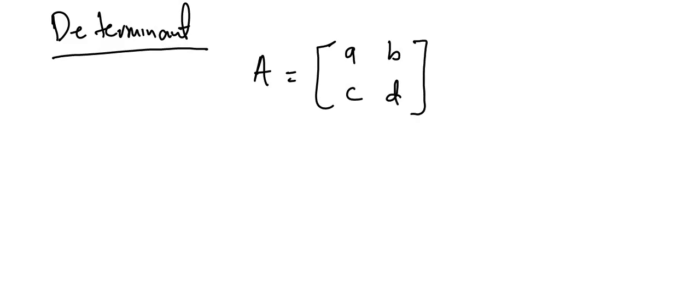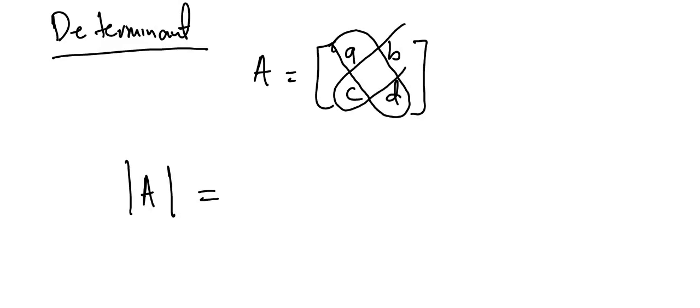So the determinant of a matrix, written with these bars, is the major diagonal, which is A times D, minus the minor diagonal, which is B times C. So this one here is your major diagonal. That's what we call the major diagonal.